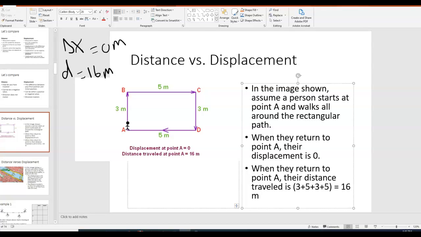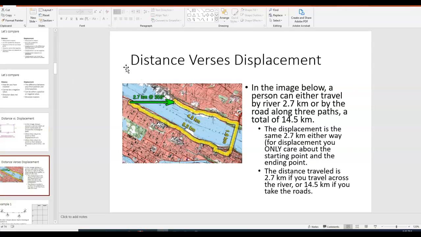Okay, pause there if you need to look at some more. Okay, this is just another example of distance versus displacement.